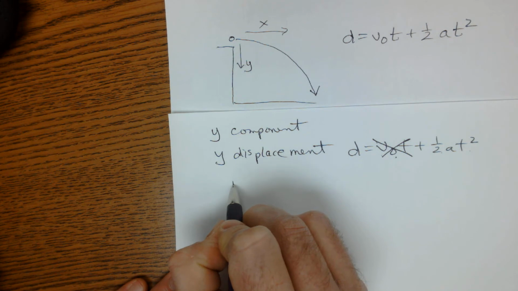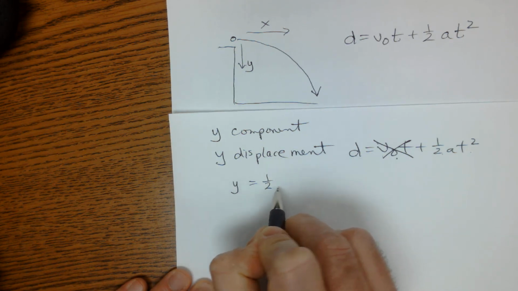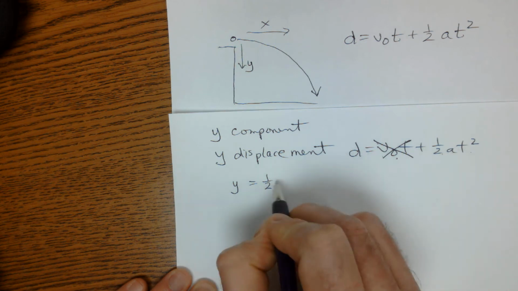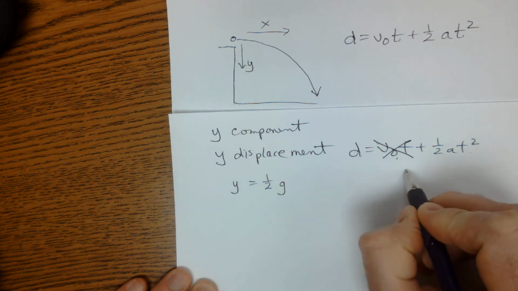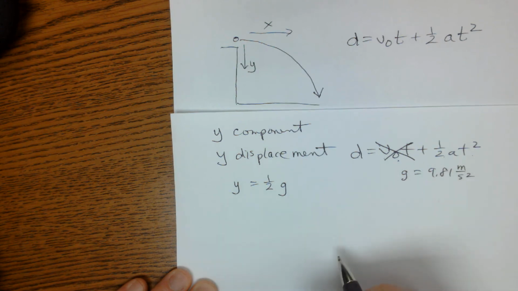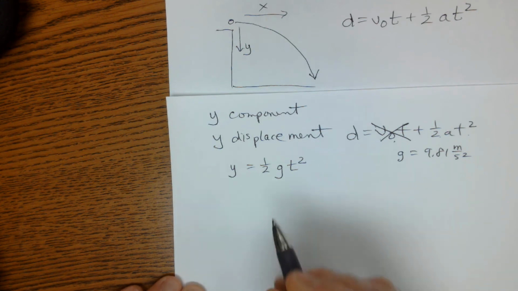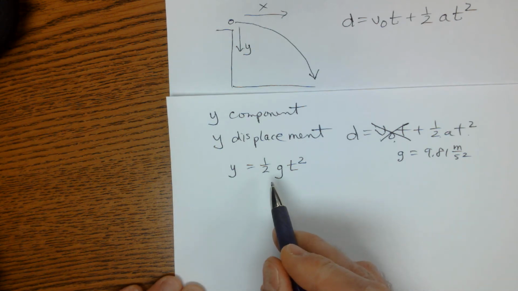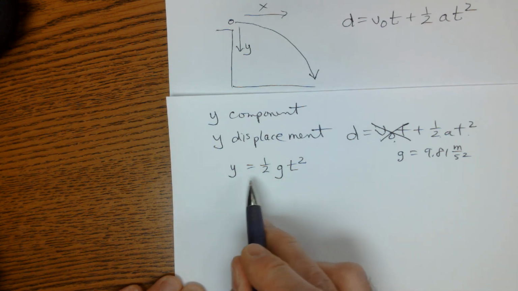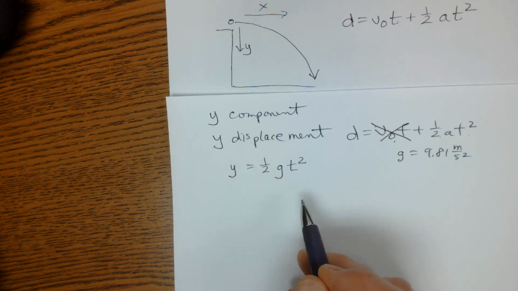Let's do a little substitution or changing of our variables to make it match what we're doing. That distance is going to be in the y direction. And it's going to be 1/2. And then a, in this case, is going to be gravity. So let's change that a to g and make it specifically 9.81 meters per second squared, and then times t squared. And if you want to know the y displacement of that object, right there you have it. You can just take y equals 1/2 times g t squared.